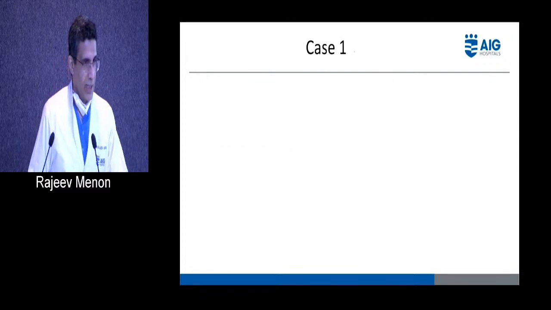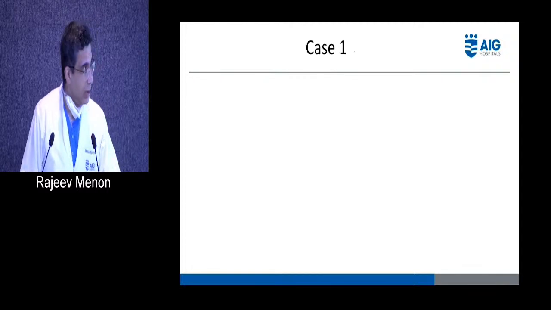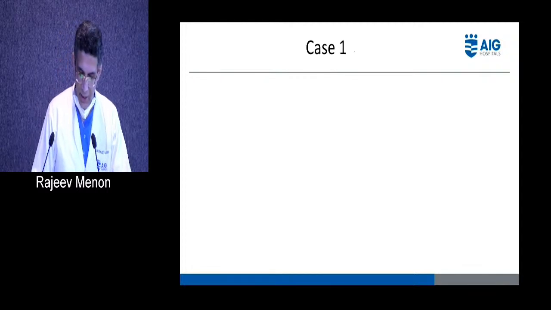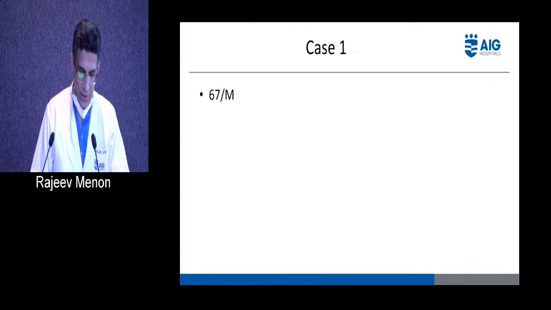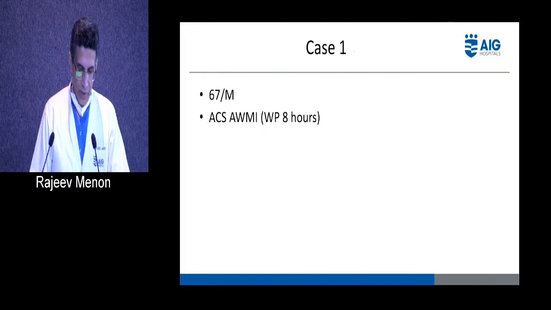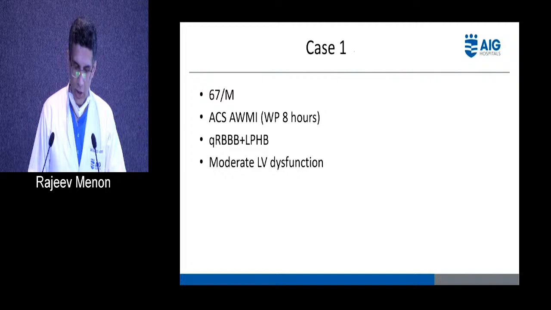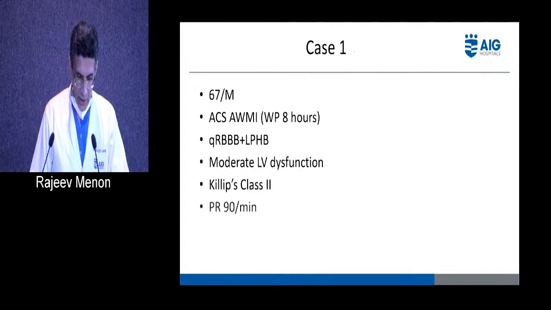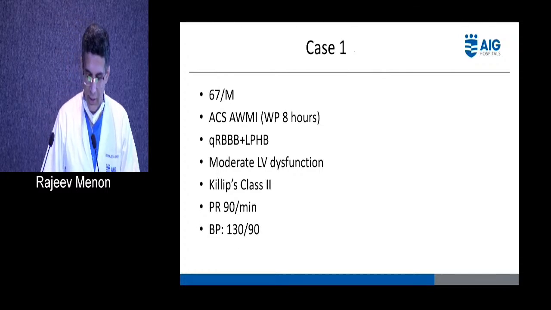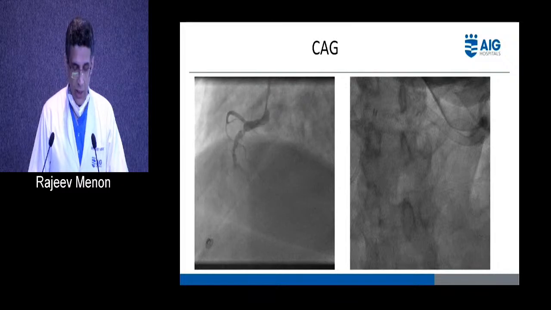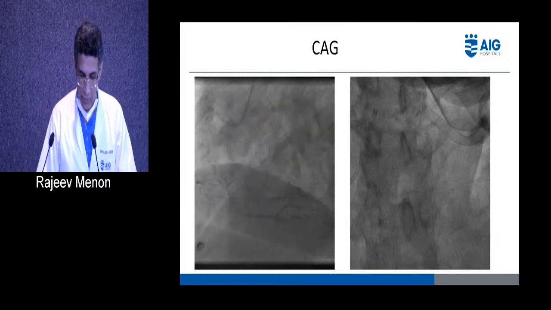We'll just start with a case. It's written as case 1, but there's only one case which we'll be discussing. So this was a 67-year-old male. Patient had an anterior wall MI with a window period of around 8 hours. QRBB with LPHB on ECG with moderate LV dysfunction, and patient was in Killip class 2, heart rate of around 90 and a blood pressure of around 130/90. This patient, as expected, was taken up for a primary angioplasty.